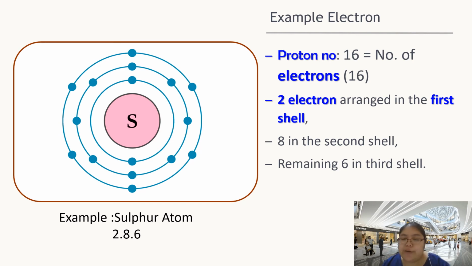Okay, for the electrons, the first 2 must be arranged in the first shell. After that, 16 minus 2, you still have 14, right? So 8 you put in the second shell. After putting the 8, now you have 6 left. The remaining 6 we put inside the third shell. So how do you write the sulfur atom? It is 2, 8, 6. First shell, 2 electrons. Second shell, 8 electrons. And the remaining we put in the third shell.